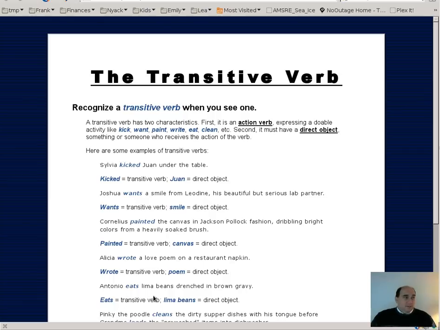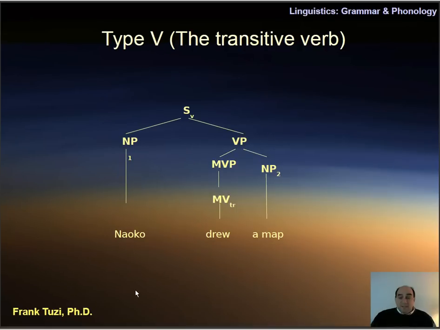Antonio eats, well, eats what? He's going to eat something. Lima beans. They need that direct object. Okay? Of course, if he's eating lima beans, he's out of my house because I'm not a lover of lima beans. The example we have here, we have Naoko drew a map.